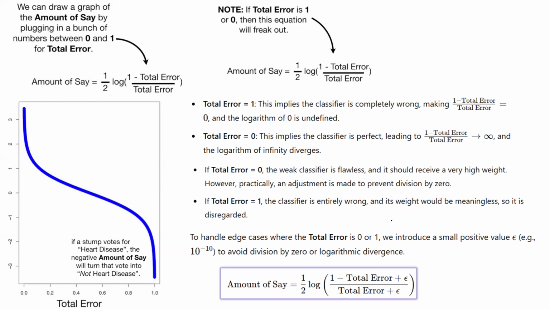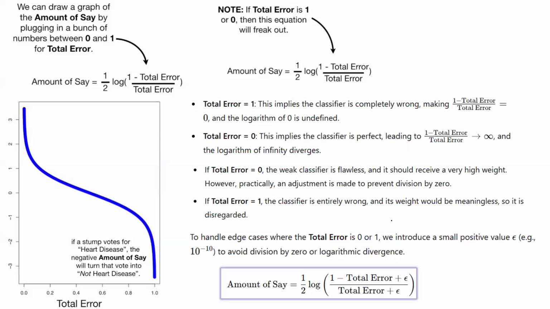Okay, so if you look at this, now for 0 and 1, this equation will freak out. That basically means if you substitute total error as 1, that will become log 0. And if you substitute total error equal to 0, that becomes log infinity, right? Log 0 is undefined. You don't have any value for log 0. So when total error is equal to 1, the logarithm of 0 will become undefined, and when total error is equal to 0, it becomes log of infinity, so that diverges.